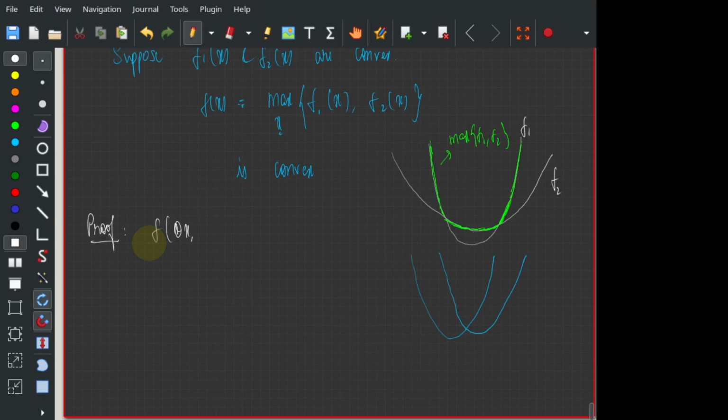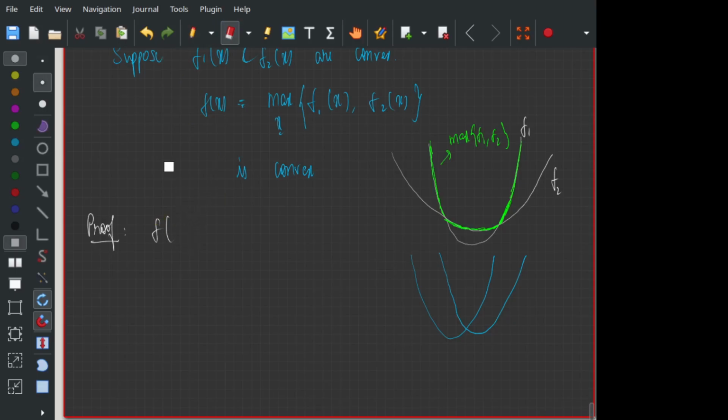Whenever I'm not explicitly specifying the domain of a particular function, we'll assume that it is Rn. And even otherwise, we can always think of f as the extended value function. Even if it is defined only in a certain domain, I can always look at the extended value function where, within the domain, it's the value of the function itself, but outside the domain, it takes the value plus infinity. So then I can simply assume that my domain is always Rn. Any other questions?